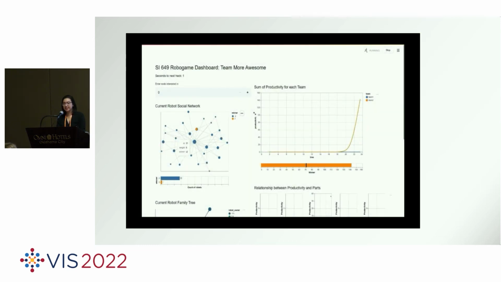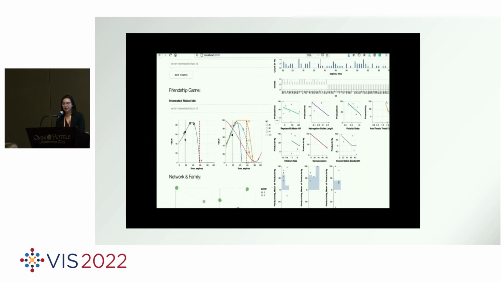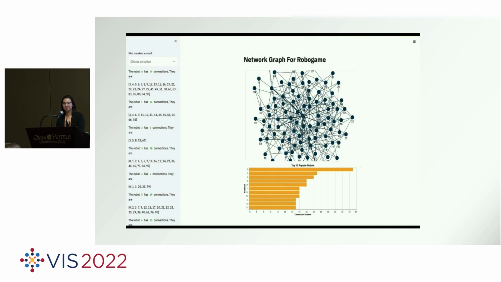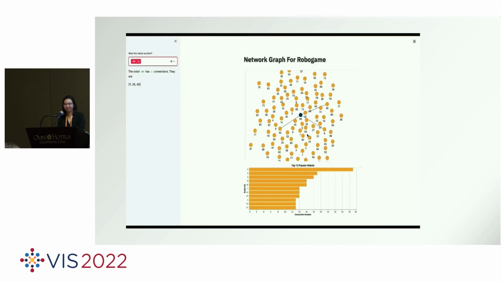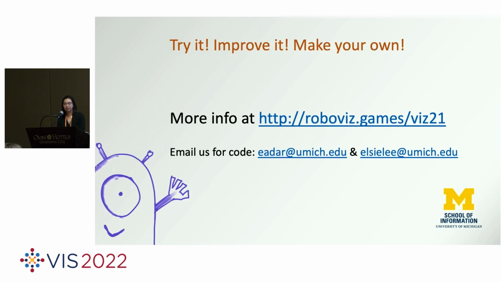Specific distributions and examples for these visualizations are available in the paper, but here are a few examples of visualizations created by student teams. We view RoboViz as overall positive in meeting learning objectives and giving us the ability to provide assessments. However, we recognize that we are applying a specific learning philosophy that comes at some cost of realism and responsiveness to student interests, or that lead to certain kinds of visualization designs. In the paper, we propose some ways around this depending on instructor needs.